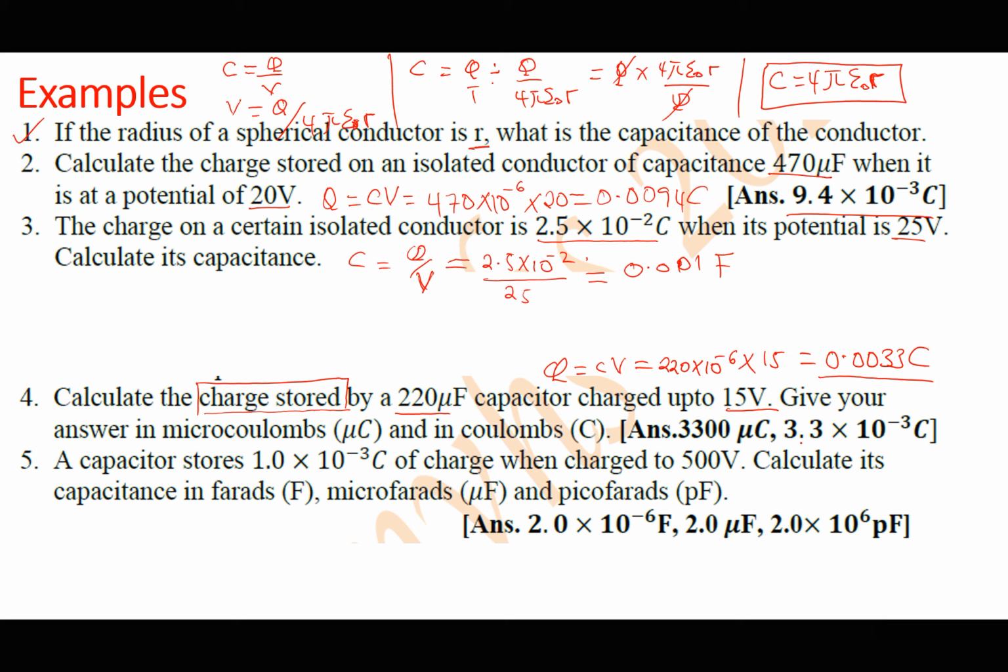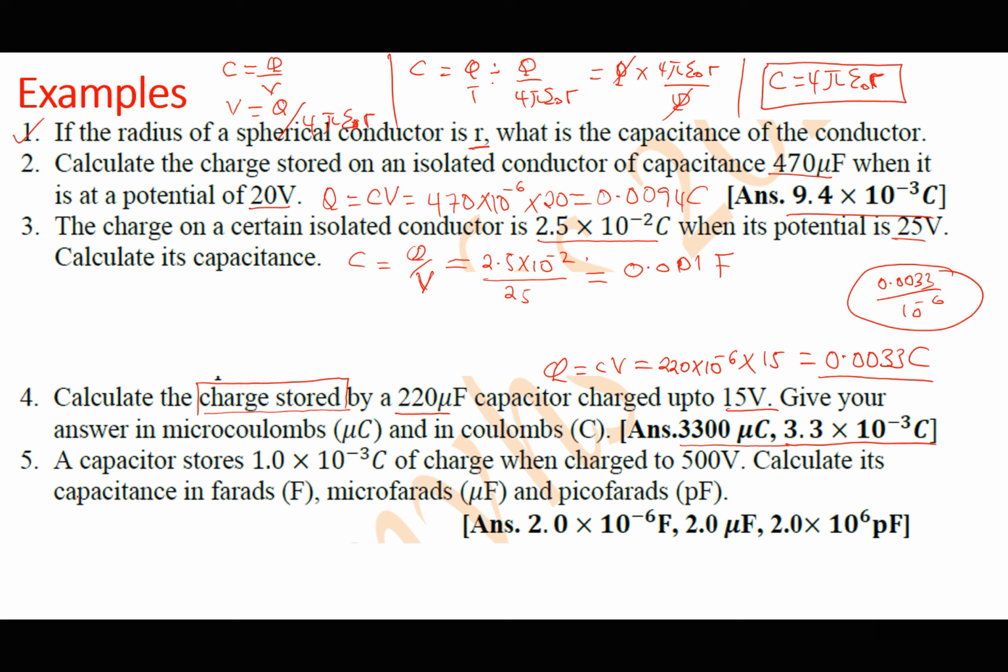So I think this is correct, which is 3,300 microcoulombs. Of course, to change to micro, you divide by the prefix. If I want it to be in micro, I will say 0.0033 divided by 10 to the power of minus 6. The answer will be in micro, and I think that is correct.